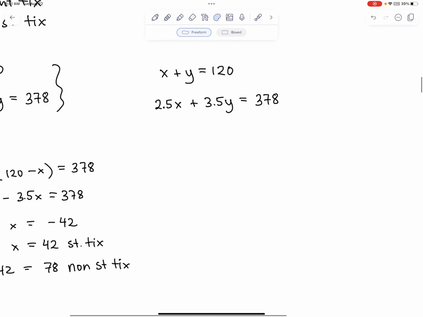Another method is known as elimination. Now, elimination is a very useful tool. I actually prefer using it as much as possible.